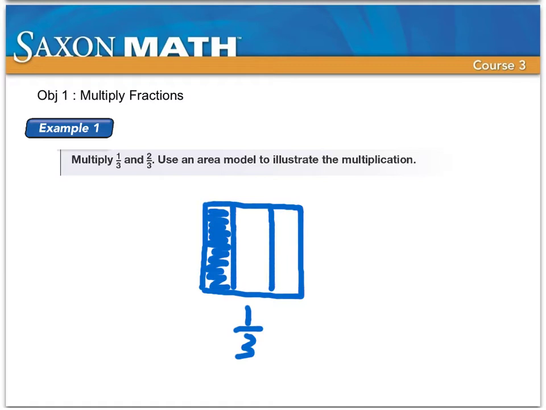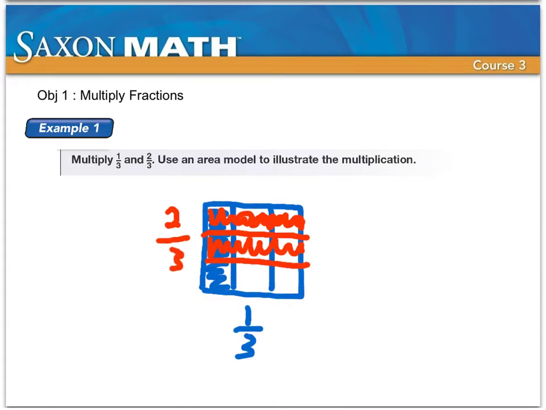Now I need to multiply that by 2/3. So I'm going to split my rectangle the other way into thirds and shade 2/3 of that. So this top part is 1/3, and then I need 2/3. So that is 2/3.